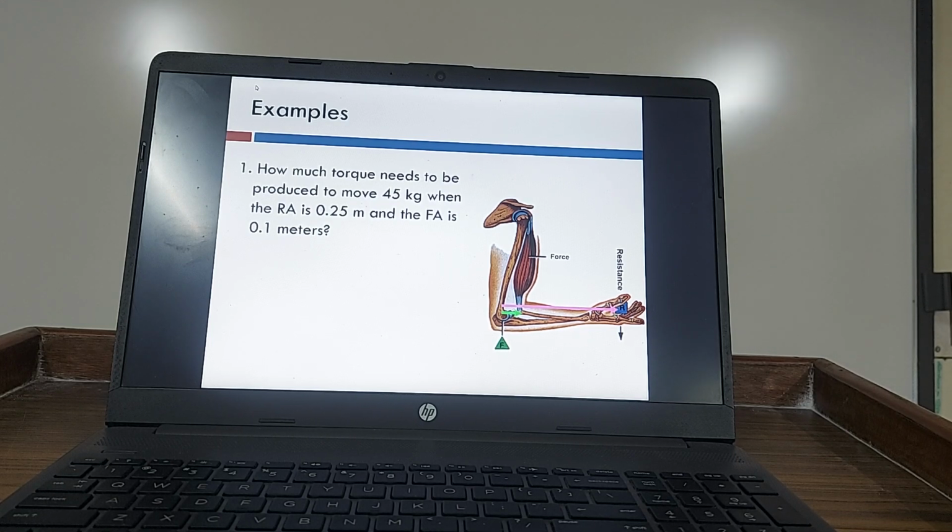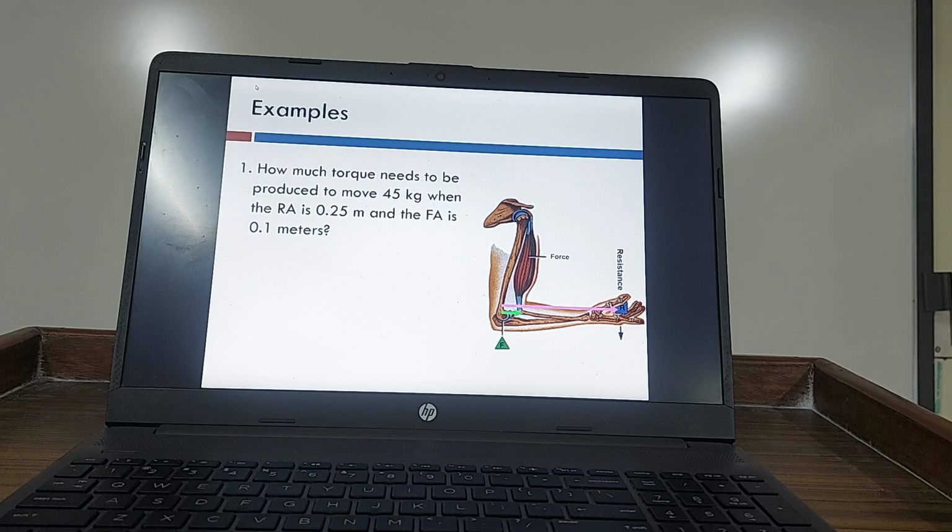ठीक है? Now, I want you guys, I guess you will not scroll to the next slide, to try to calculate this and tell me how much torque is needed to produce or move 45 kg weight when RA is 0.25 meter and FA is 0.1 meter. You have to use the formula: F, effort, into effort arm is equal to resistance into resistance arm. You are aware of this formula?